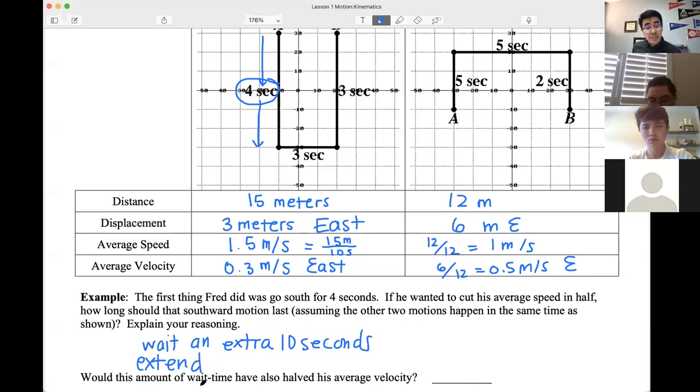So would this amount of wait time have also halved his average velocity? Let's go back to this one. What was this originally? This was 3 meters per 10 seconds. The new average velocity would be 0.15. So it would have also halved his average velocity, so this one would have been yes. Any questions on that one?